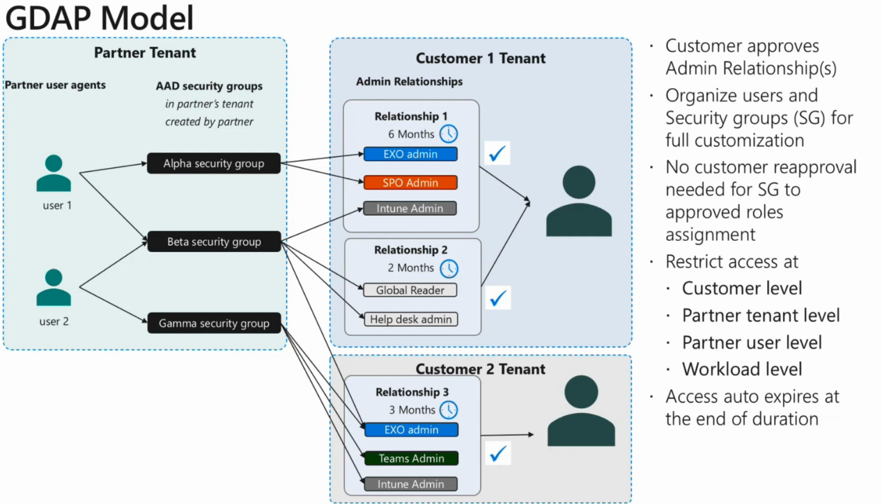I think GDAP is better than B2B because it doesn't create a copy of your partner identity in each of those customer tenants like B2B does. It just stores a pointer to a group in the partner's tenant, and it uses something called cross-tenant access policy and cross-tenant role assignment. So this is better for you, better for your customer, and better for your auditors. They're going to be happier.